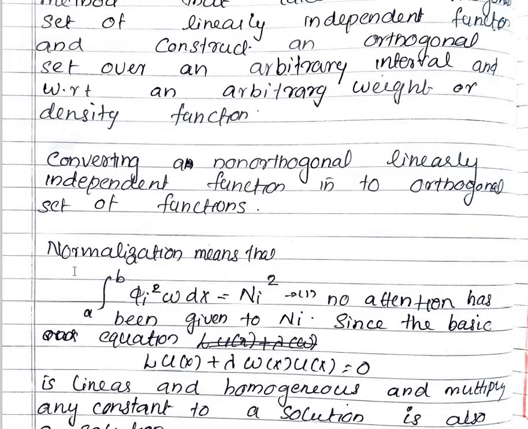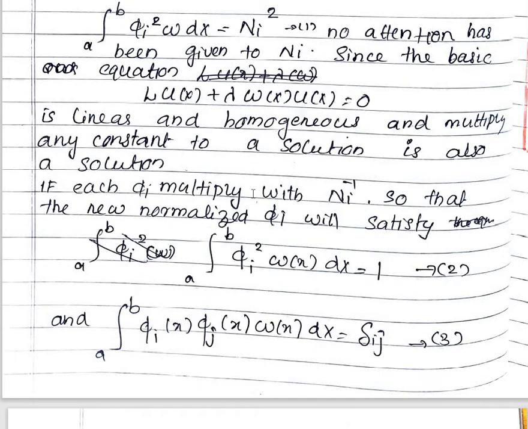So in unit normalization, we are equating the integral from a to b of phi i squared w dx to 1. If each of this phi i is multiplied by n i to the power minus 1, that is, dividing phi i by n i, we will get new normalized phi functions. So that means the integral from a to b of phi i star, where phi i is now phi i by n i, squared, w of x dx is equal to 1.